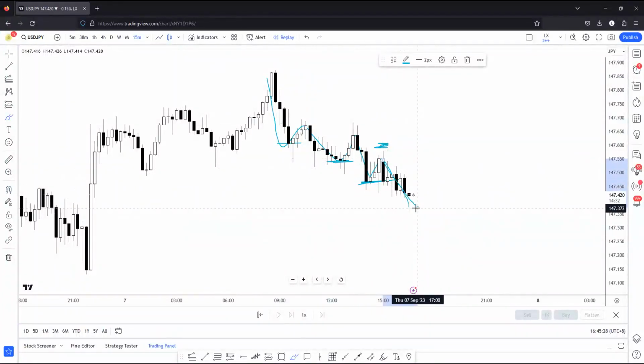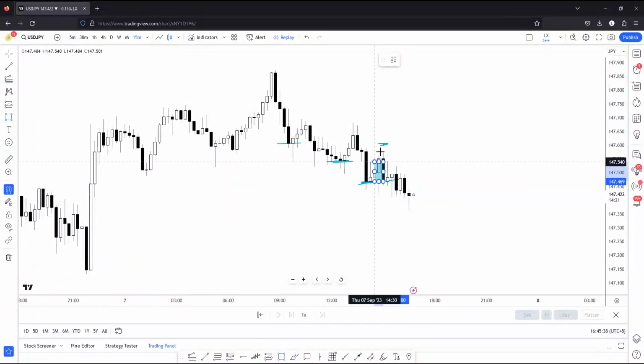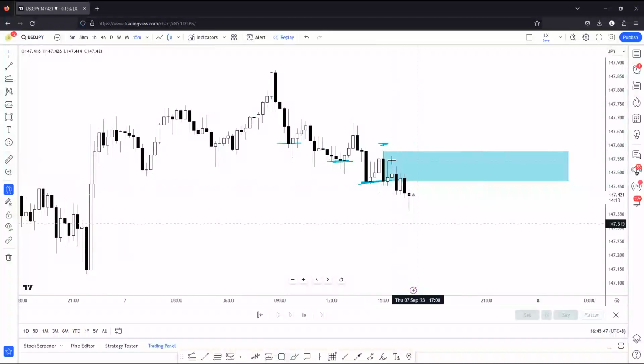So for this whole move to the downside, you can take the candle that broke structure, which is essentially this move here. Okay, this is one. There are various supply regions you can look at within this whole move itself.